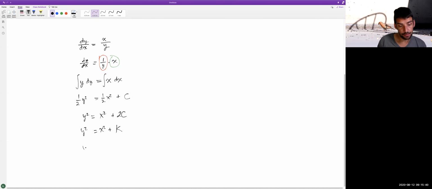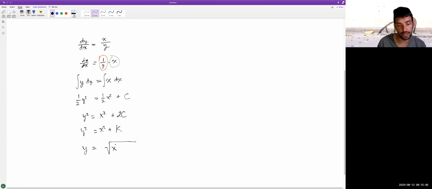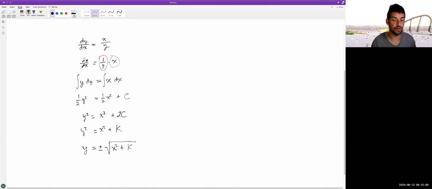All right, finally, we'll take our square root. Now, in this case, I need to write plus or minus square root of x squared plus k. I don't know the value of y, if it's a positive or negative function.